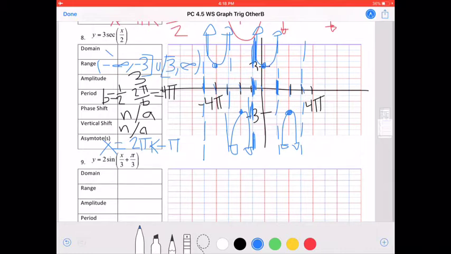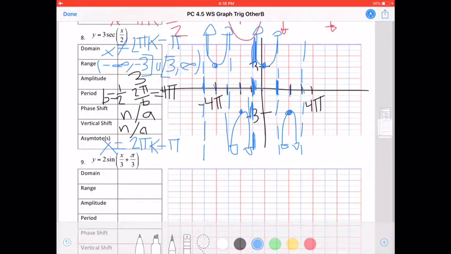Domain is the same thing, but we have x cannot equal 2 pi k minus pi. Alright, so that's it for number 8. We have our graph, we have our table filled out, and now we can move on to number 9.